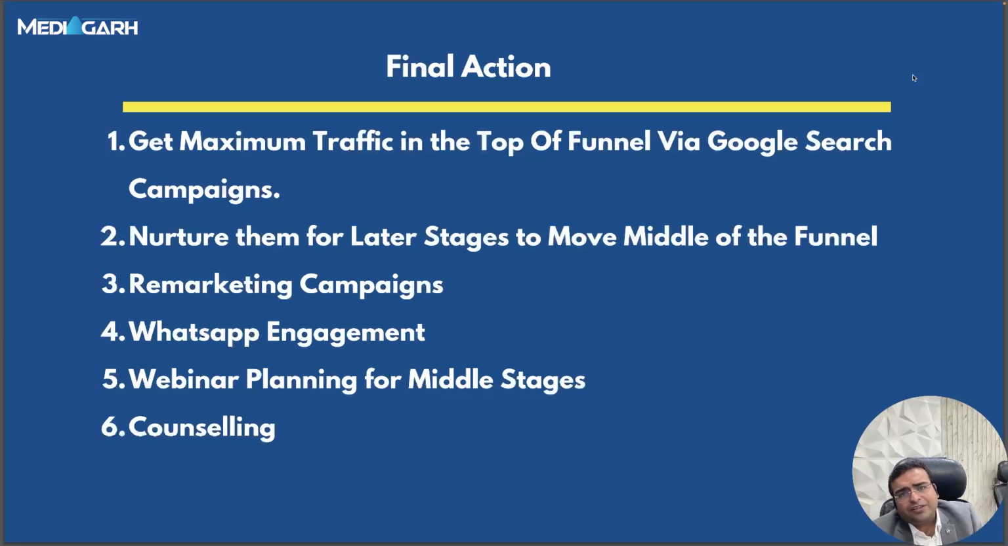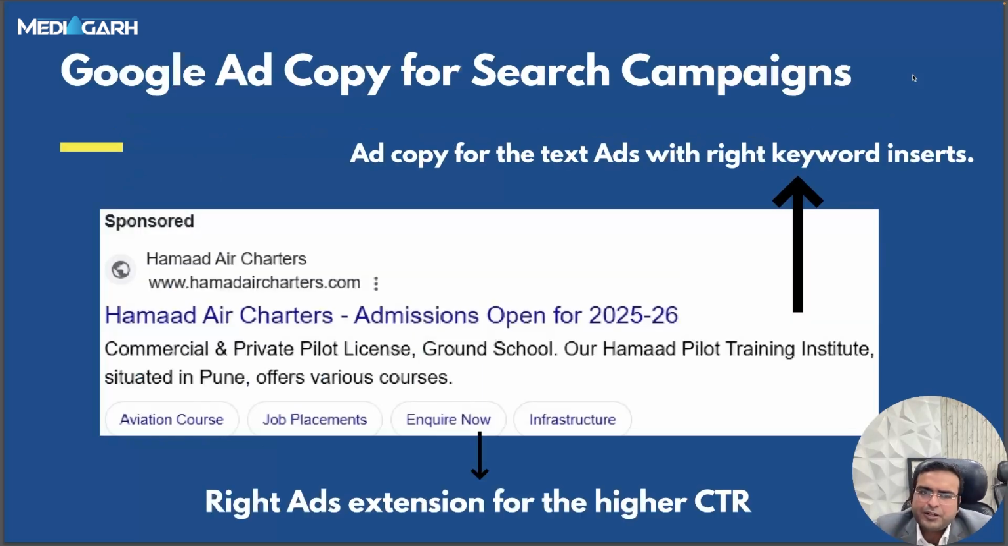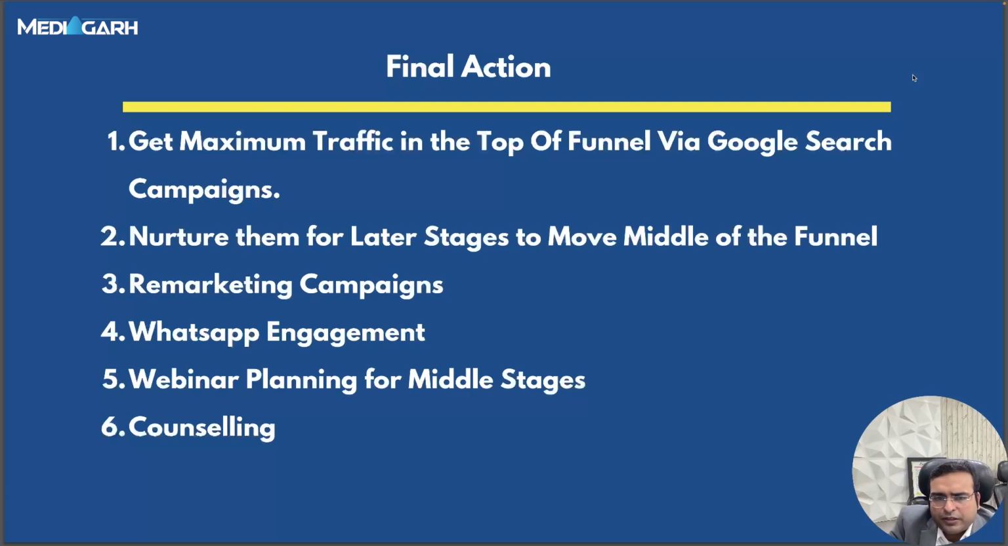Now, the final action is to get maximum traffic at the top of the funnel via Google search campaigns, then nurture them for later stages to move them to the middle of the funnel. Then, once they are in the later stages, you need to remarket to them with different videos, content and communications. For that, WhatsApp engagement is good, email nurturing is good, and at the same time we will definitely be running remarketing campaigns. Now in the middle stages we can plan some webinars also, like how to make your career in CPL or how to make your career in ground training programs. So that planning you can do.